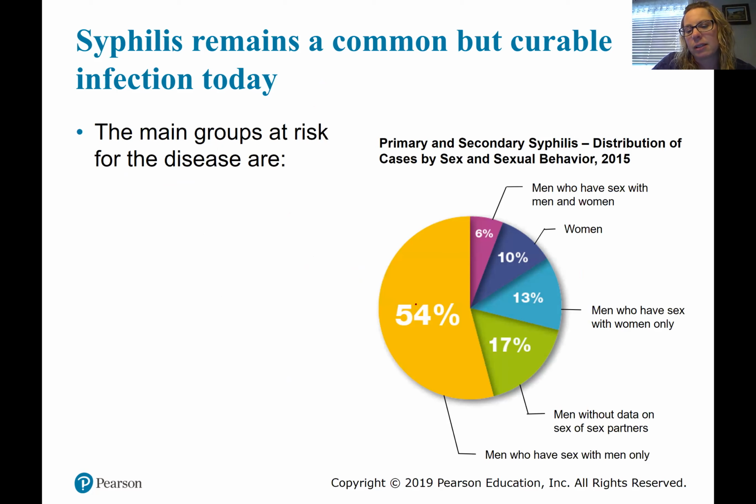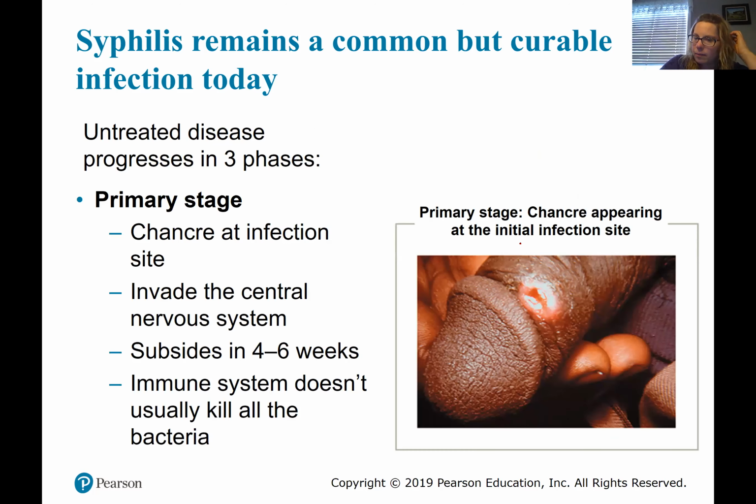Groups at risk, mostly homosexual men here. Women is a smaller group there, and then men who have sex with women. You can look at that if you're interested. So if this is untreated, the disease will progress in 3 phases.